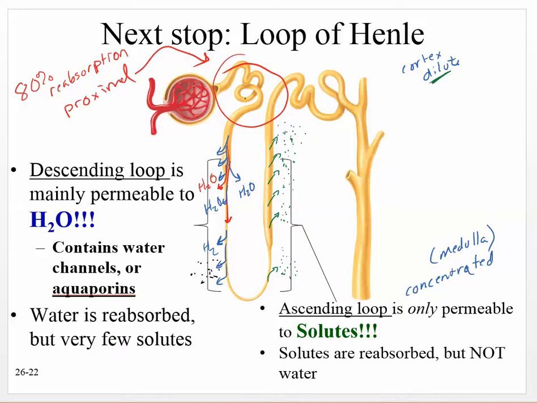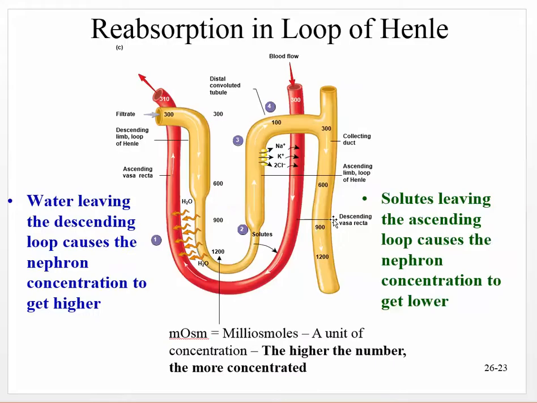That's what's happening in the loop of Henle, and that's what you have to remember. You have to remember that the descending loop is only permeable to water, and that the ascending loop is only permeable to what we usually call salts. Primarily we're talking about sodium, potassium, and chloride. So that's mainly what we're seeing there.